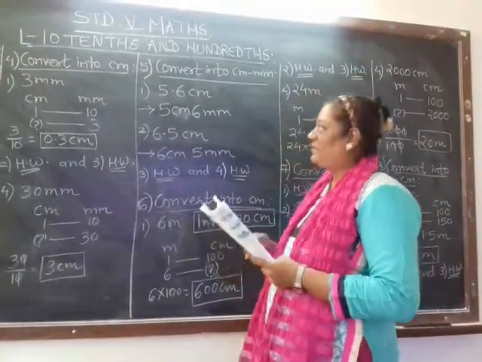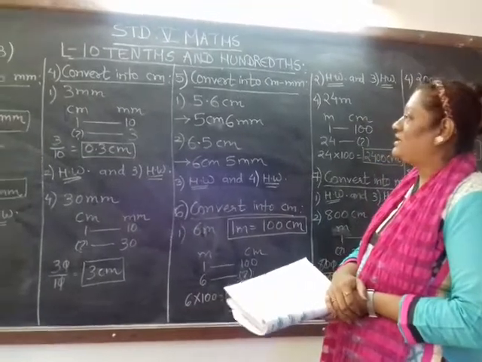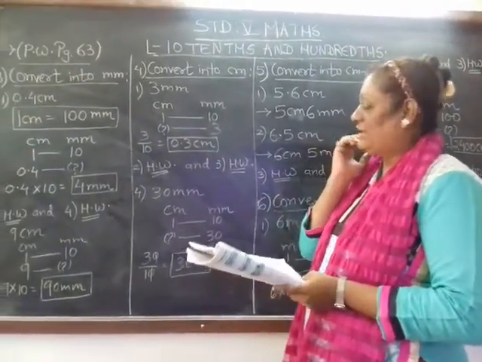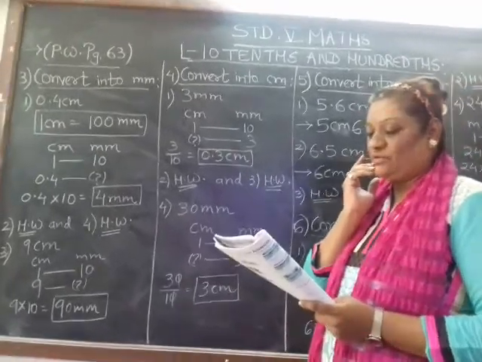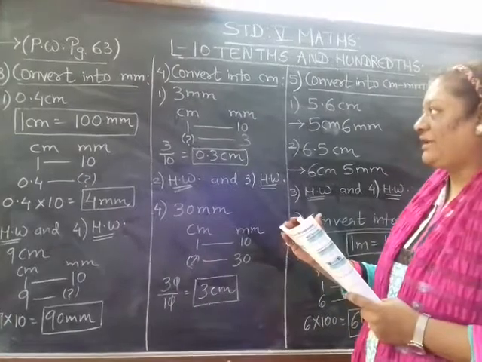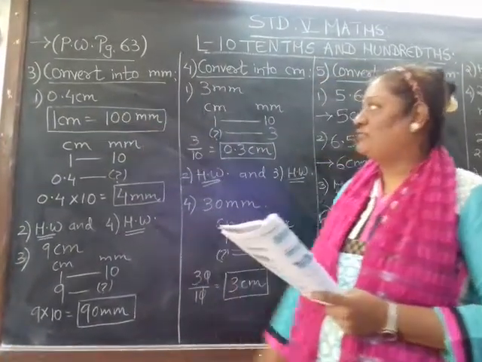Okay children, today we are going to learn about lesson number 10, tens and hundreds. In your practice book, page number 63, question number 3, as first two questions I had already informed you and made you explain how to solve. So coming on to question number 3, convert into millimeter.